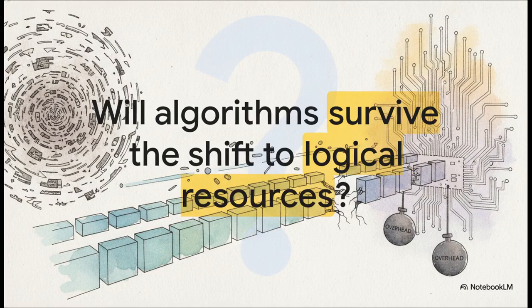Which leaves us here. I want to leave you with this provocative question to critically reflect on. As we leave the era of noisy, small-scale experiments and enter the regime of massive, fault-tolerant execution, will your algorithms survive the transition to logical resources, or will they break under the weight of their own overhead? Understanding the bridge of resource estimation is the only way you're going to find out.